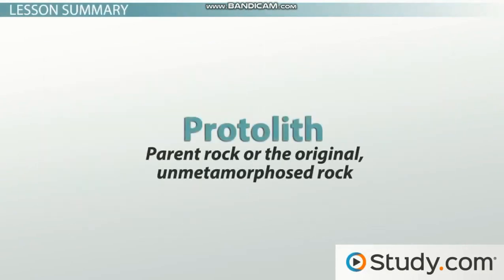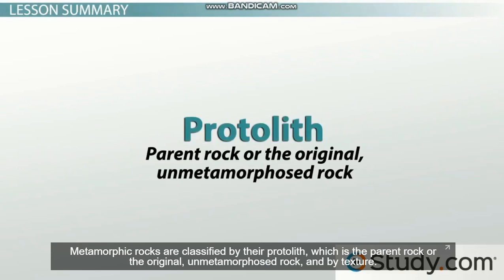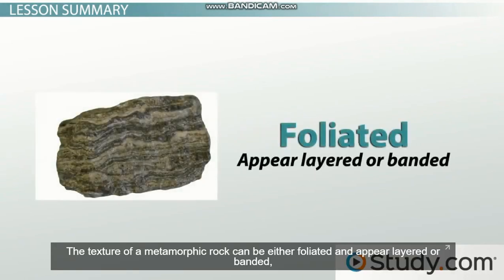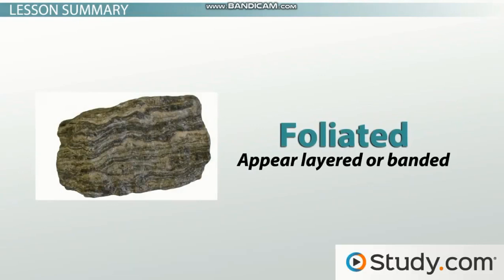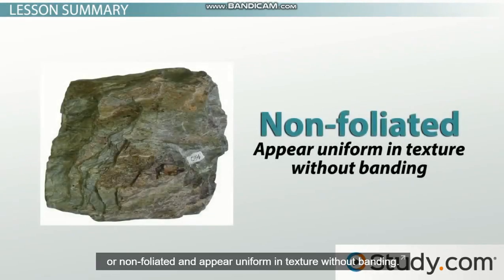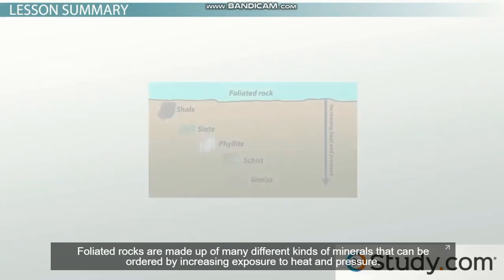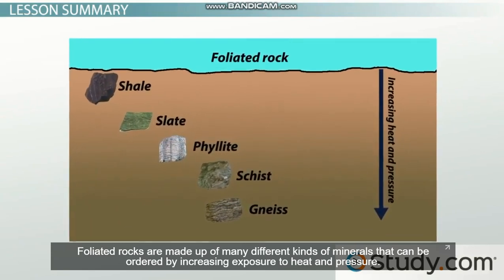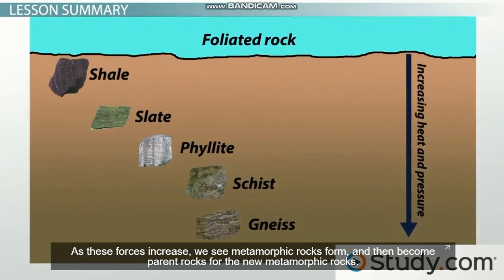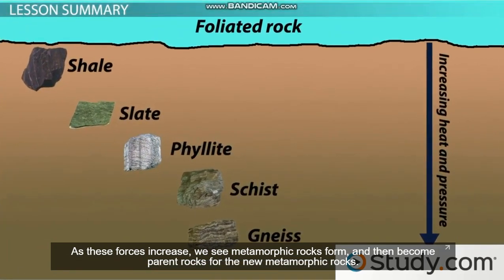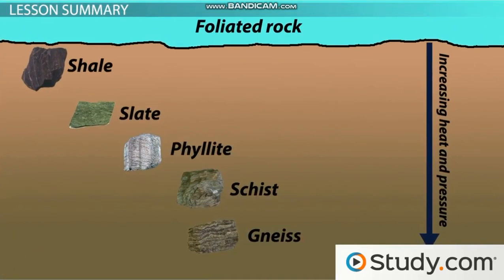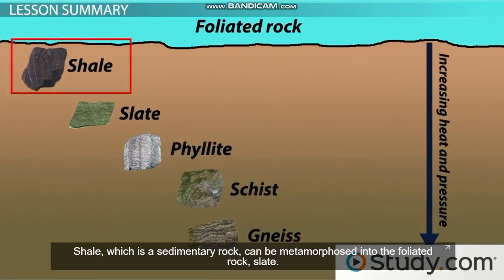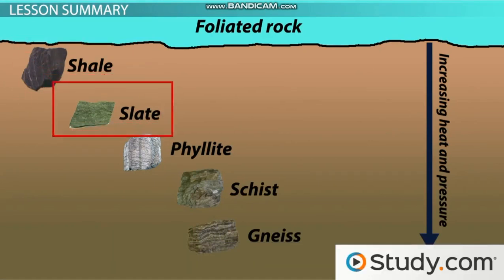Let's review. Metamorphic rocks are classified by their protolith, which is the parent rock or the original unmetamorphosed rock, and by texture. The texture of a metamorphic rock can be either foliated and appear layered or banded, or non-foliated and appear uniform in texture without banding. Foliated rocks are made up of many different kinds of minerals that can be ordered by increasing exposure to heat and pressure. As these factors increase, we see metamorphic rocks form and then become parent rocks for the new metamorphic rocks. Shale, which is a sedimentary rock, can be metamorphosed into a foliated rock, slate.